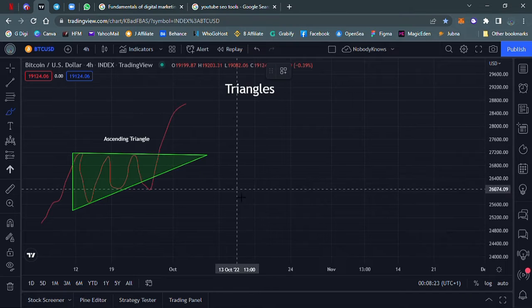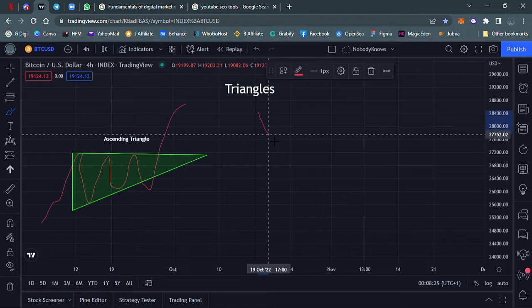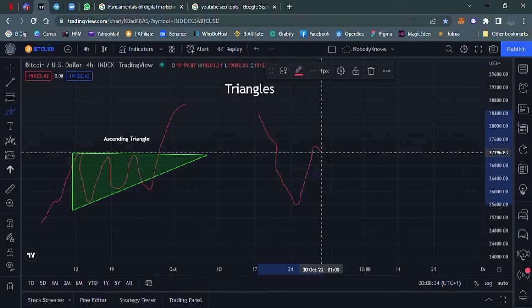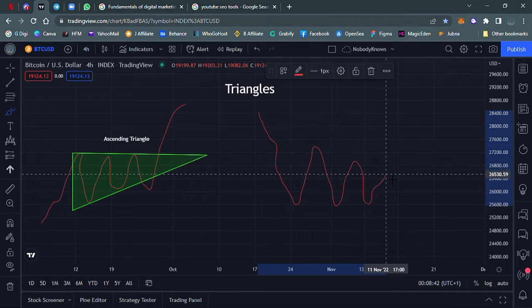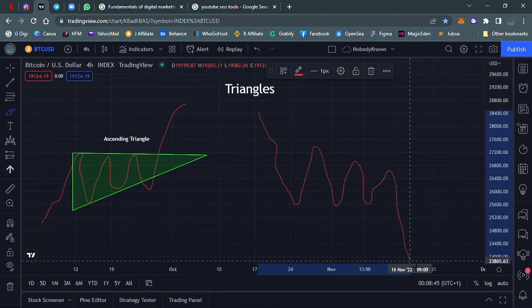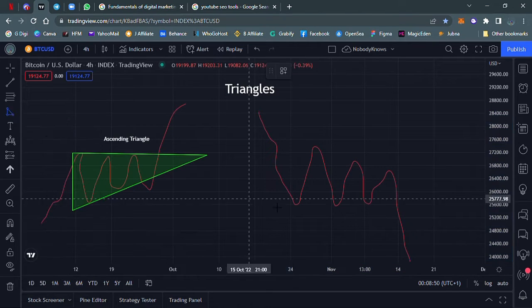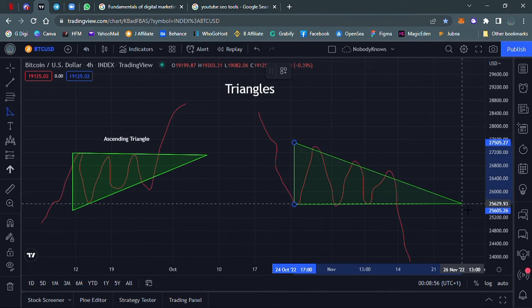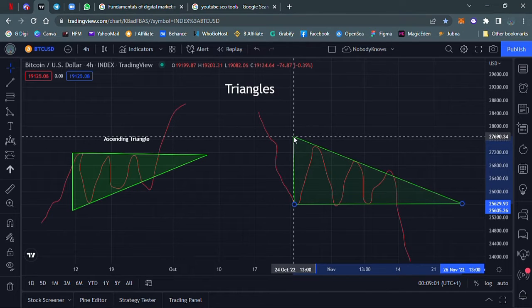Now say for example the market is coming this way, touches, say, this point, goes back up, comes back to touch that point, goes back, forms a lower high, then goes back to touch that point, forms a lower high, and then breaks out, right? We have what we call a descending triangle over here.